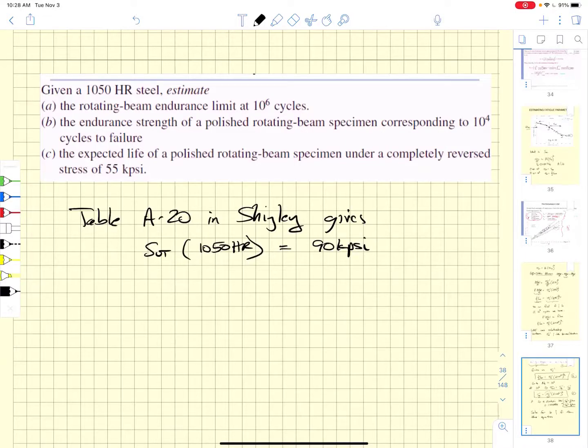Now, the best thing we can do is an example. This is an example from the book where they ask us if we're using a 1050 hot rolled steel to estimate the rotating beam endurance limit at 10 to the 6 cycles. So we are trying to find S_E prime.